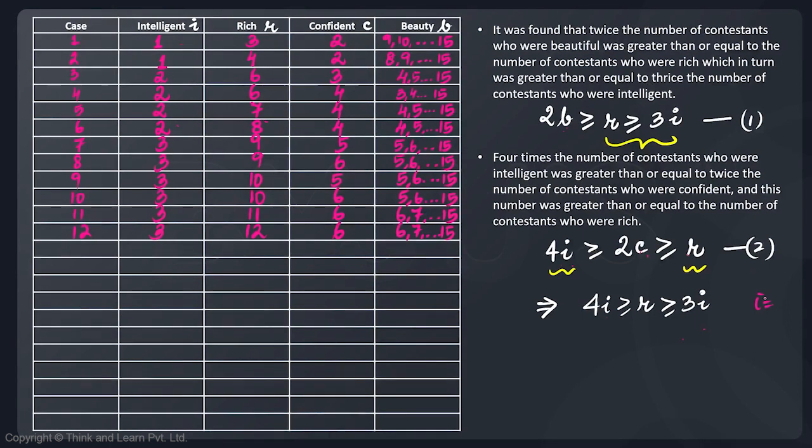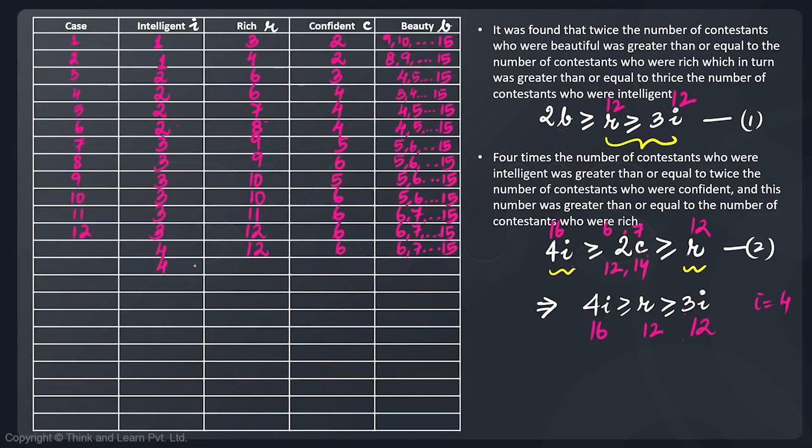That we will see. So when I is going to be 4, this turns out to be 12, this turns out to be 16. So this is going to be 16 and this is going to be 12. Let's take the value of R to be minimum, which is 12. So I is going to be 4, R is going to be 12. If R is going to be 12, 2C is going to be 12. For 2C to be 12, C is going to be 6. And since R is 12, B is going to be 6 and above. So 6 to 15.